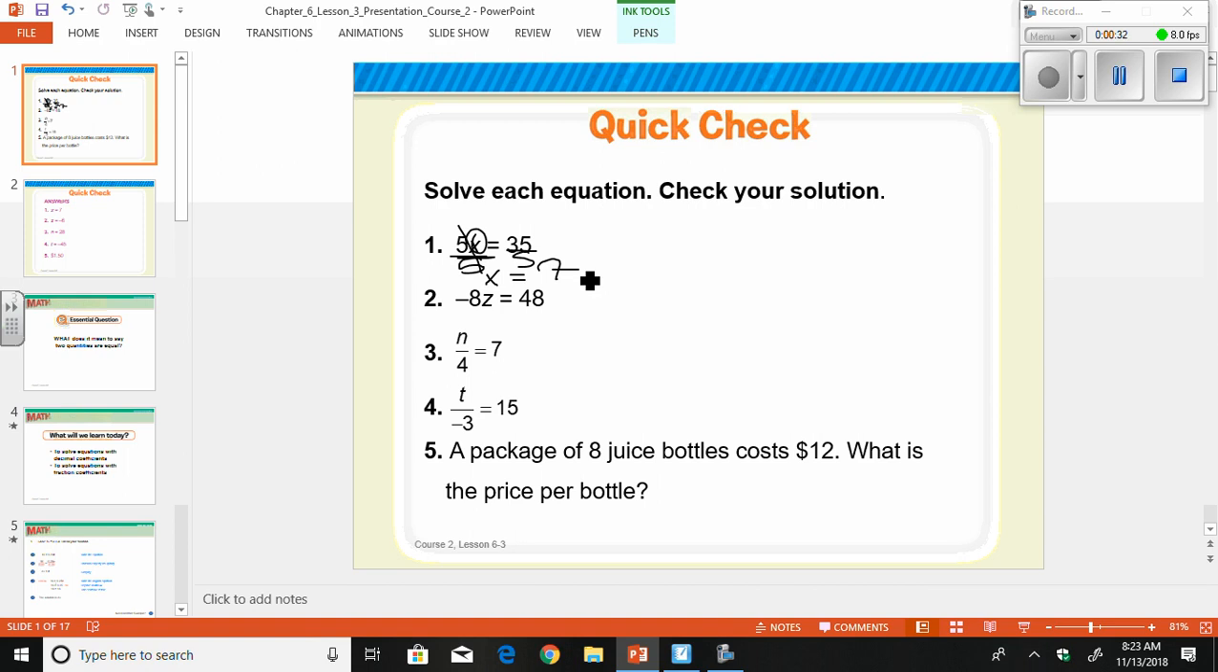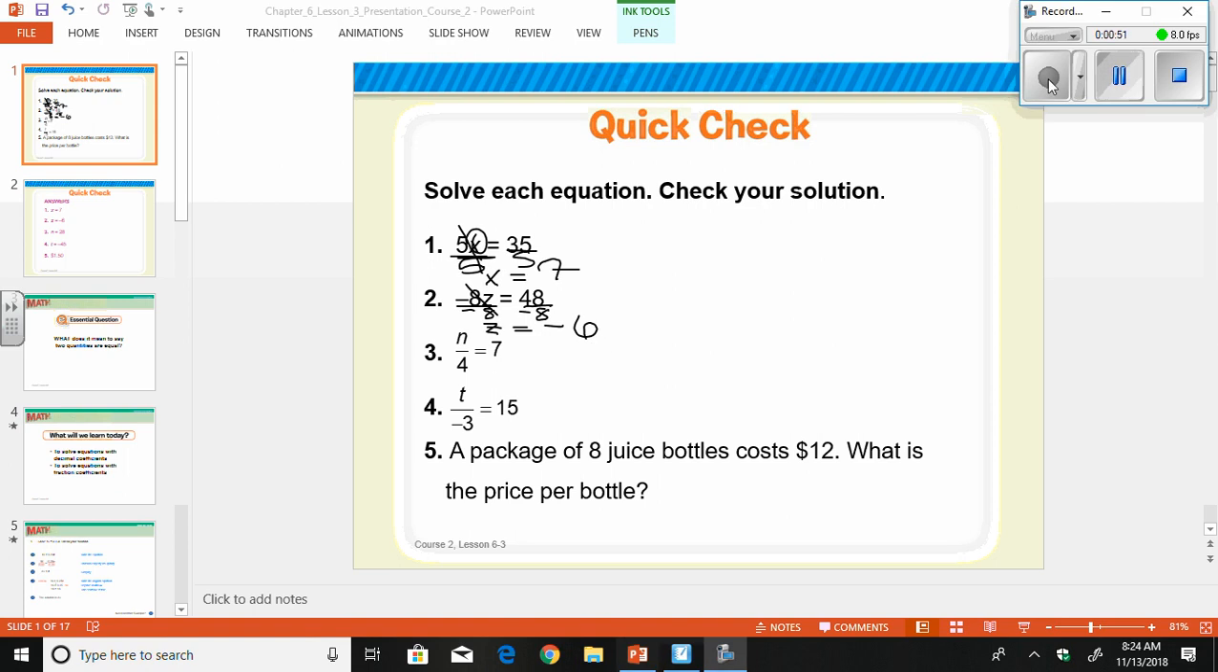Number 2, negative 8 times z equals 48. I want to get z by itself. The negative 8 is multiplying times the z, so I do the opposite. I divide by negative 8, and I'm left with z equals negative 6.